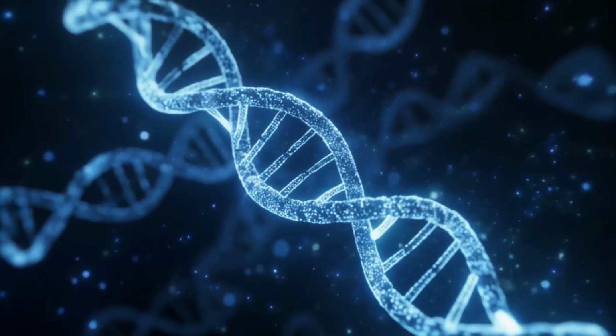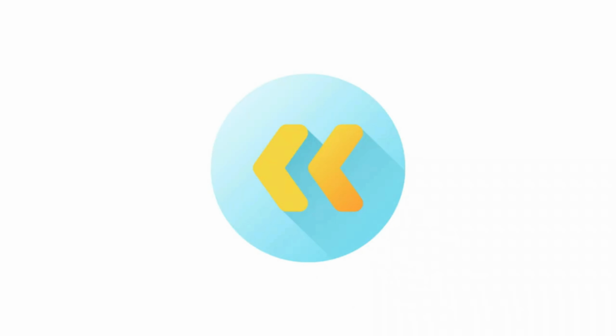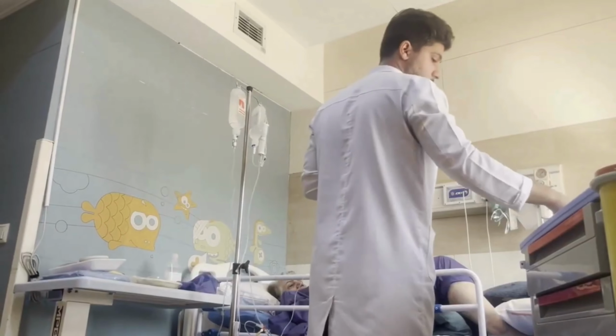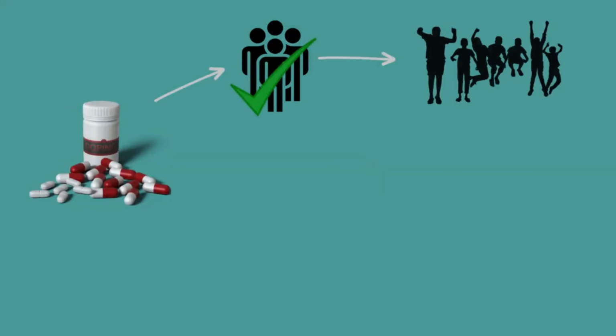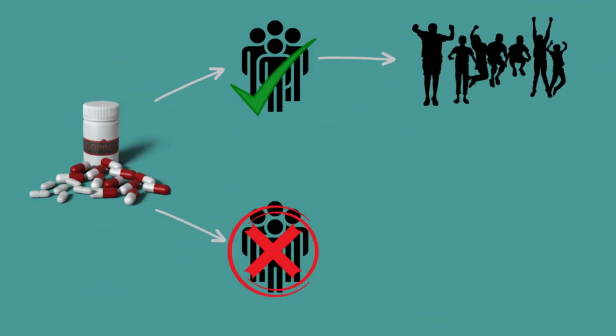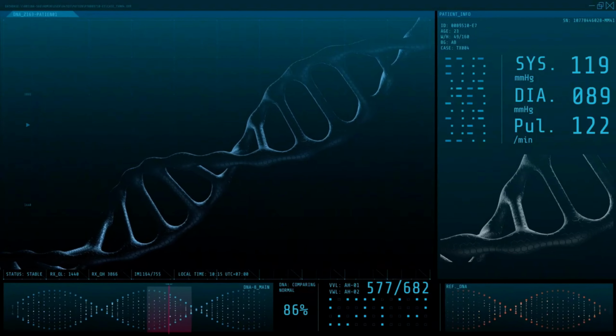Once the human genome was read, medicine was never the same again. Before this project, doctors treated people based on averages. If a drug worked for most people, it was given to everyone. If it failed, no one knew why. But after the Human Genome Project, doctors could look at a person's DNA and see differences that mattered.